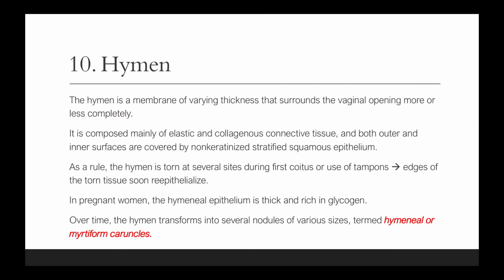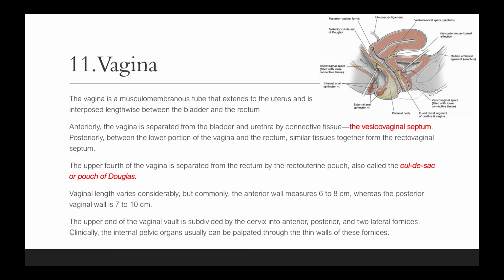Next, we have the hymen. So, the hymen is a membrane of varying thickness that surrounds the vaginal opening more or less completely. Over time, the hymen transforms into several nodules of various sizes, which we call hymeneal or myrtiform caruncles. So, next we have the vagina.